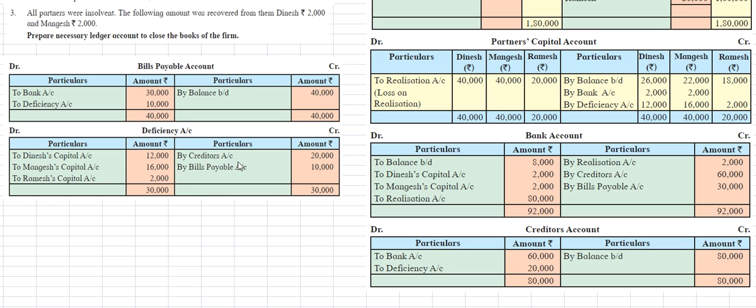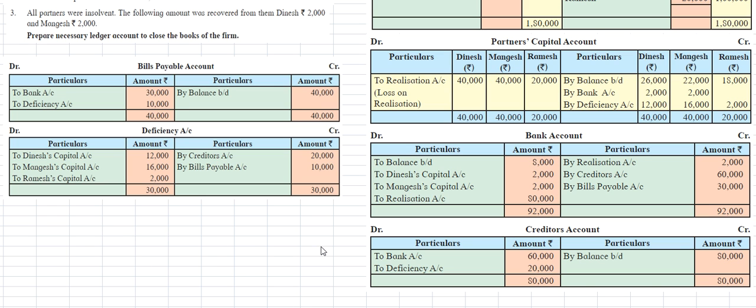And this is by creditors account, 20,000 deficiency amount is coming in a deficiency account, 20,000 to balance. Next is the bank account. By realization account, the realization expenses was 2,000 rupees, by creditors account 60,000, and by bills payable 30,000 rupees. So 92,000 rupees is available in the bank balance, minus the realization expenses amount of 2,000 rupees. So 90,000 rupees is the balance in hand.